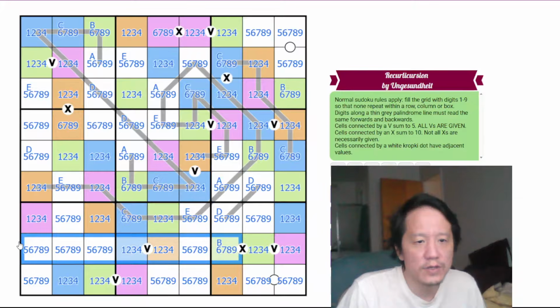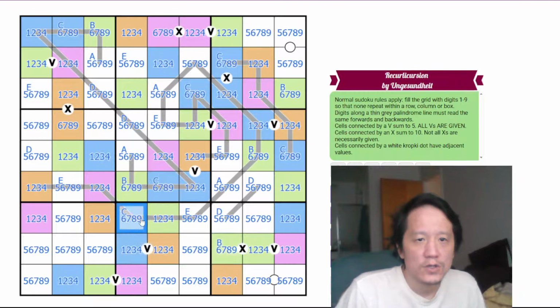B cannot be here. B is one of these two. Okay, where is the B in this upper central box? It cannot be here. Can't be here, here, or here. So this must be the B here, which makes this a D because that's the only digit remaining.